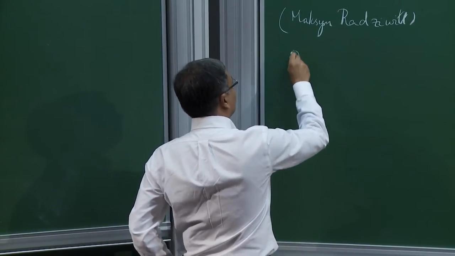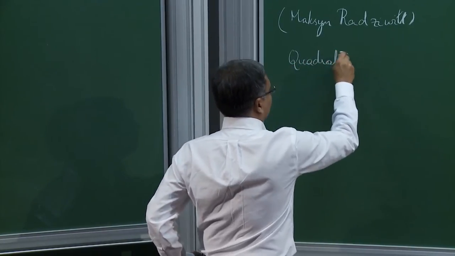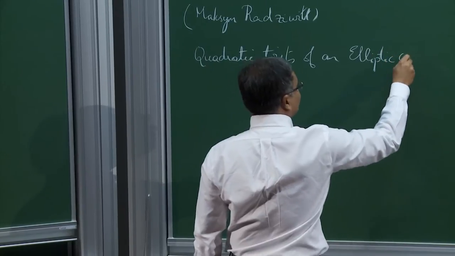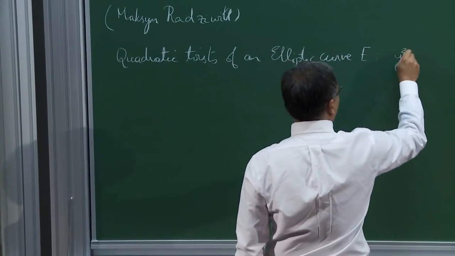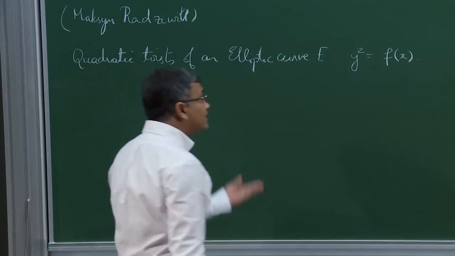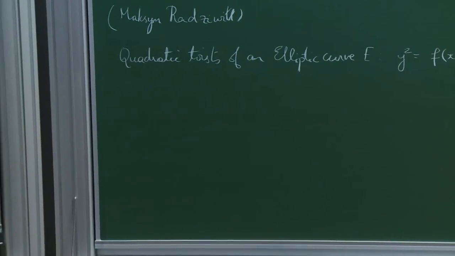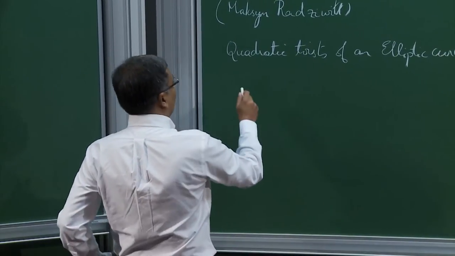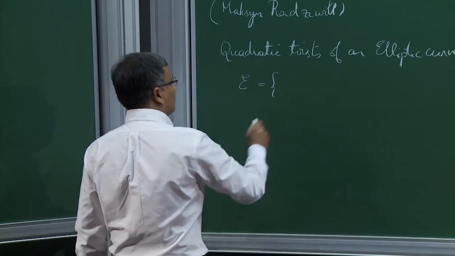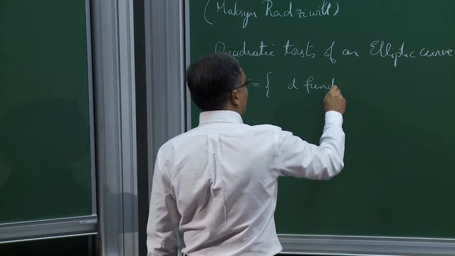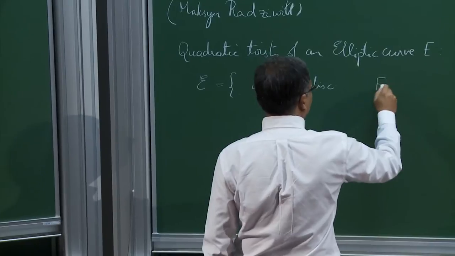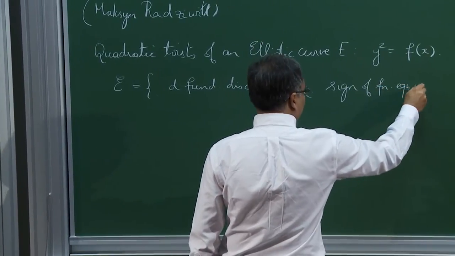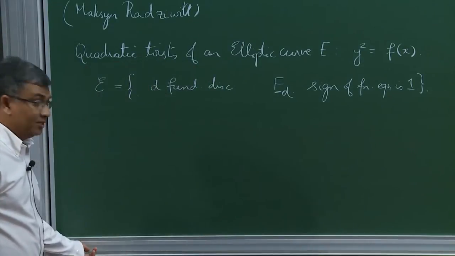Let's think of the family of quadratic twists of an elliptic curve. Say you're given some elliptic curve E given by y squared equals f of x for some cubic polynomial f over the integers. And we want to look at those twists D, which are fundamental discriminants, for which the sign of the functional equation of the twisted curve E_D is 1, since in the other cases, the L-function is trivially 0.